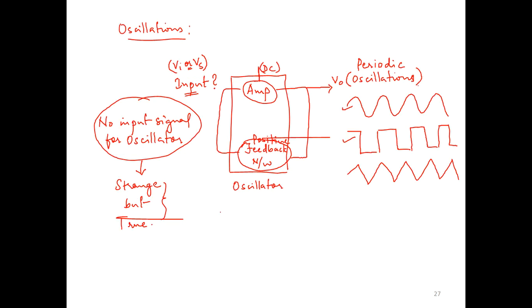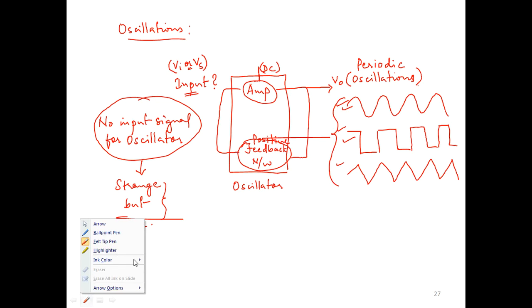Before that, there is also something called Barkhausen's criteria, which is responsible for the generation of these particular oscillatory signals. So it is called, let me just write it. Let me select a different color.